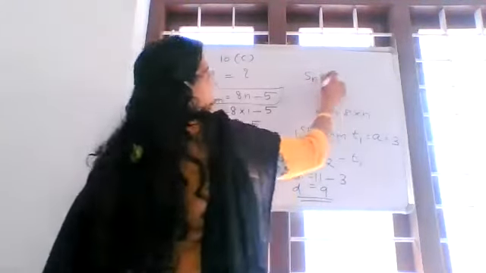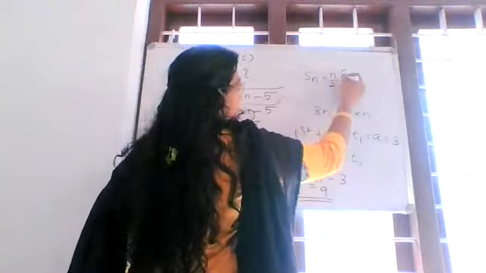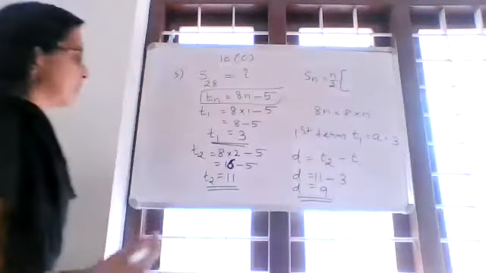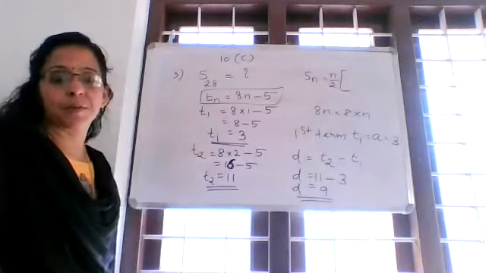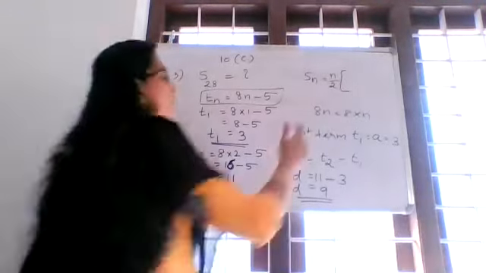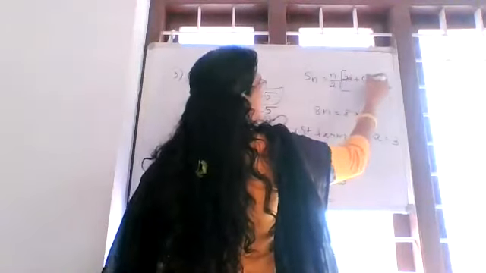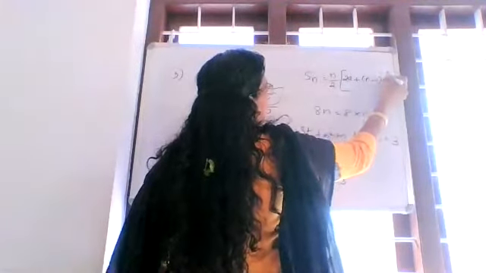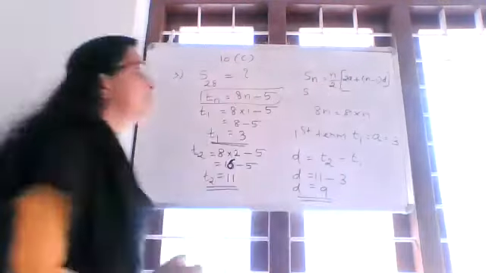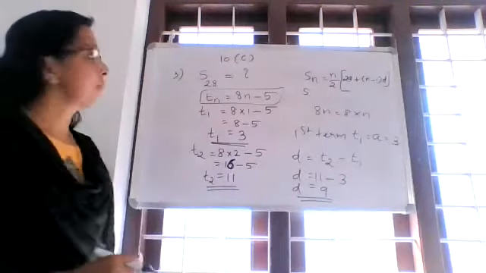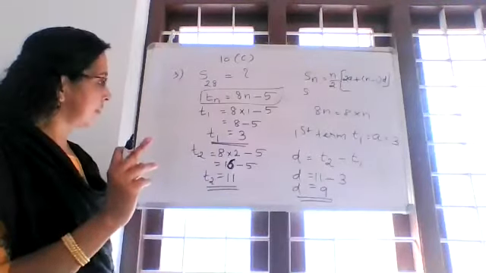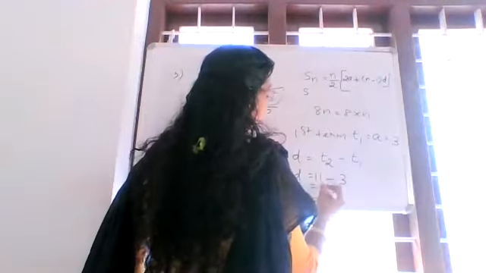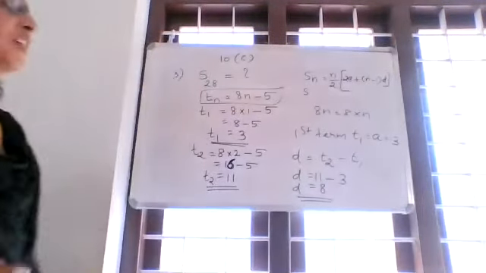We have the Sn formula. Do we have the first term and the last term? First term we have, but we don't have the last term. So we can use the formula n by 2 into 2a plus n minus 1 into d. Sn we want to find out. Ma'am, 11 minus 3 is 8. Yes, D is equal to 11 minus 3, so D is equal to 8.